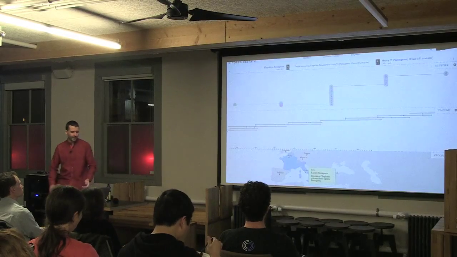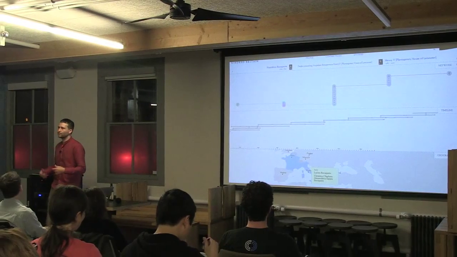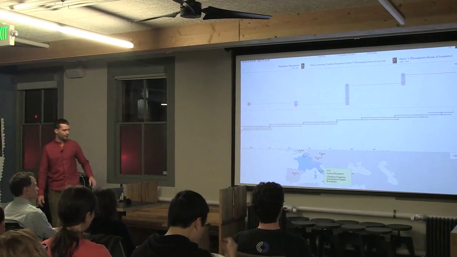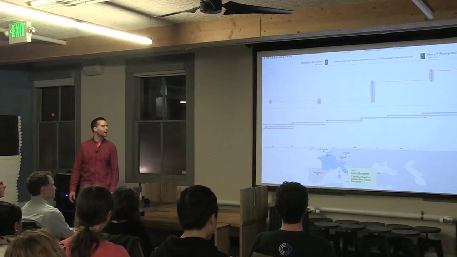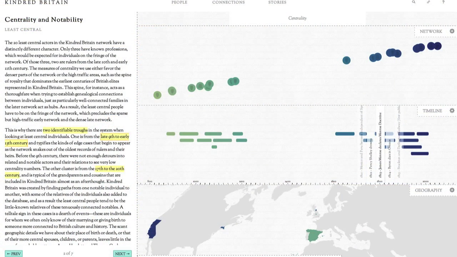There's another aspect to Kindred Britain that I think is the real innovative aspect. I'm very proud of the technical pieces behind this. But there's a view in Kindred Britain that we refer to as stories. And stories were linear narrative text scholarship about this phenomena of British genealogy and how it related to British culture.